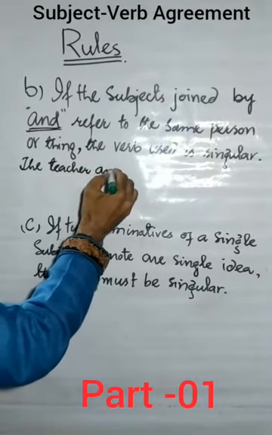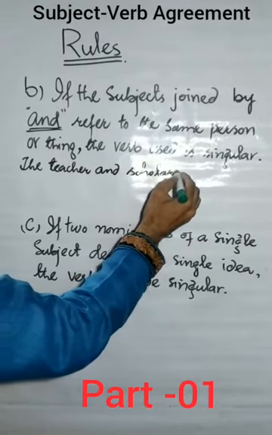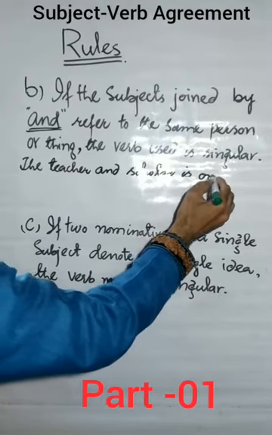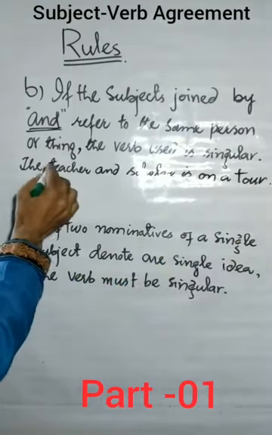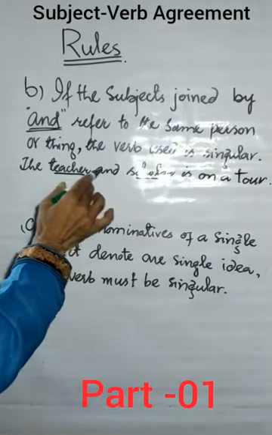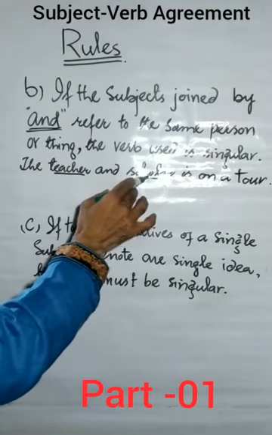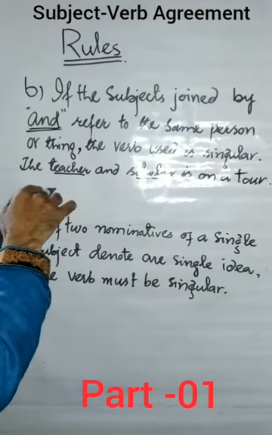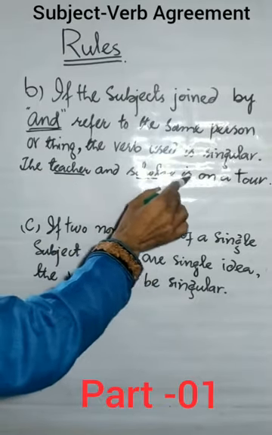and scholar is on a tour. Here in this sentence, teacher and scholar, it's the same person. The teacher, he is both a teacher as well as a scholar. A scholar can be a teacher and a teacher can be a scholar. The teacher and scholar is on a tour.